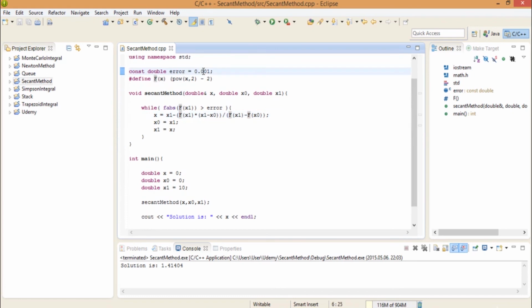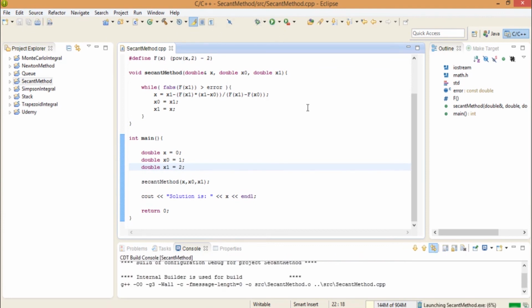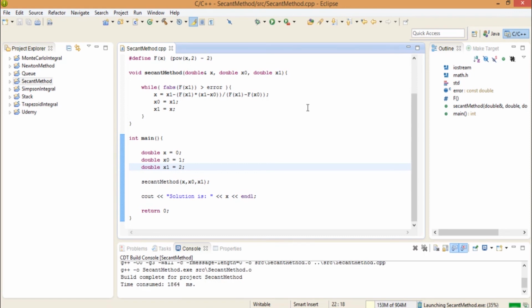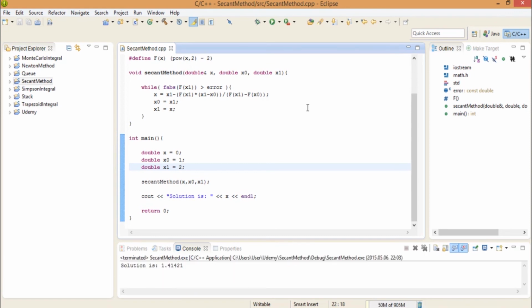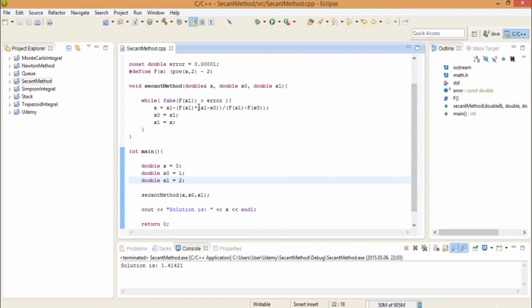If we set the error term to smaller, or just run the second method a bit more precisely, then we can do something like this. We can have a guess what's the square root of 2. It must be between 1 and 2. Yeah, and it will be a bit better solution. So that's all about the second method. As we discussed, it's good because it's something like a derivative, but we don't have to calculate it explicitly, and we have 2 initial points. Yeah, that's all. Thanks for watching.